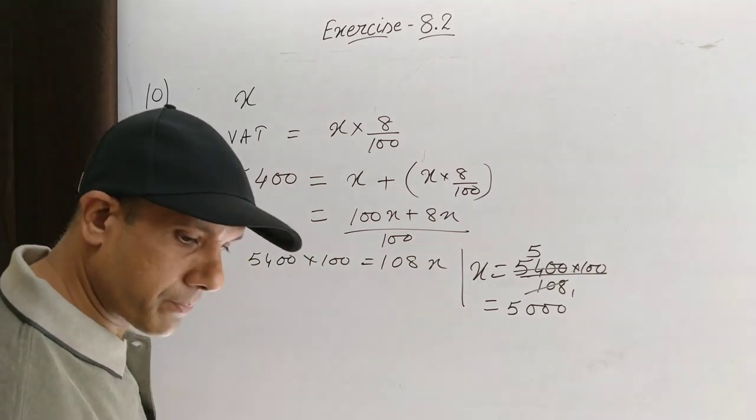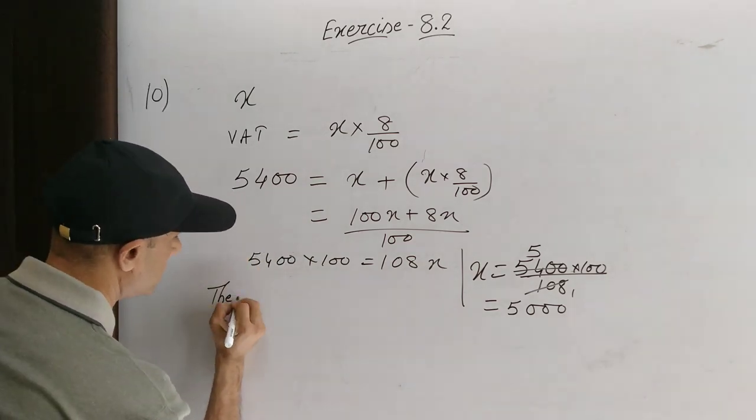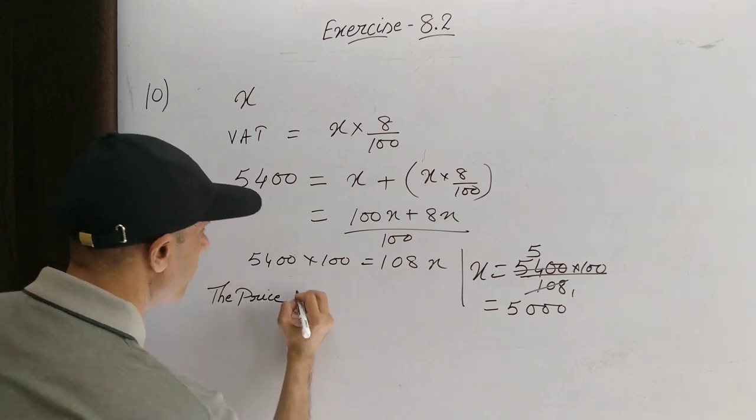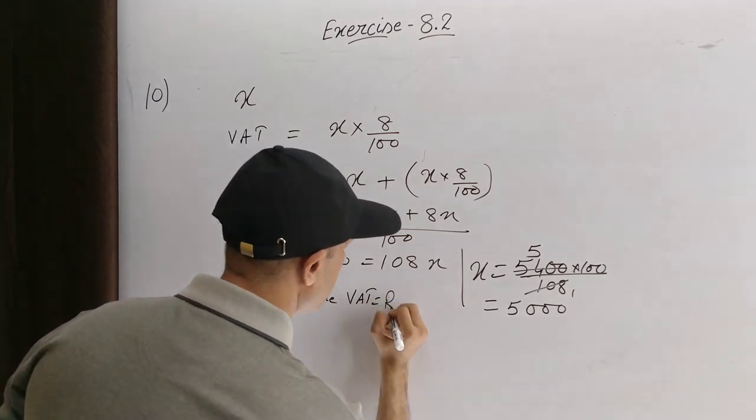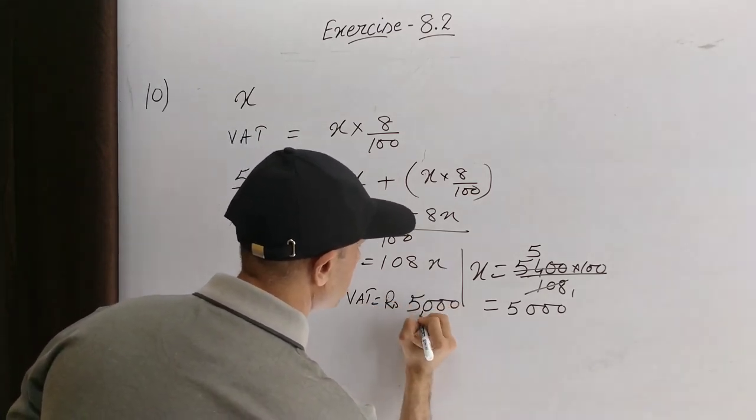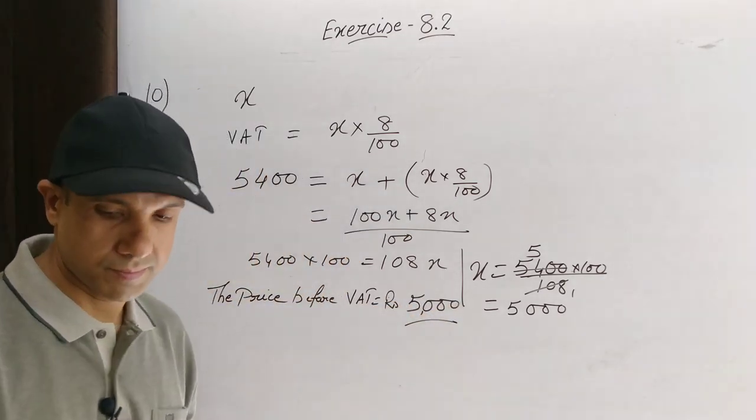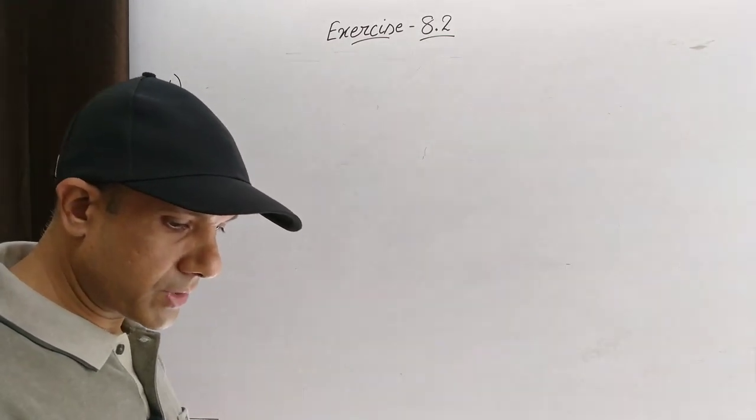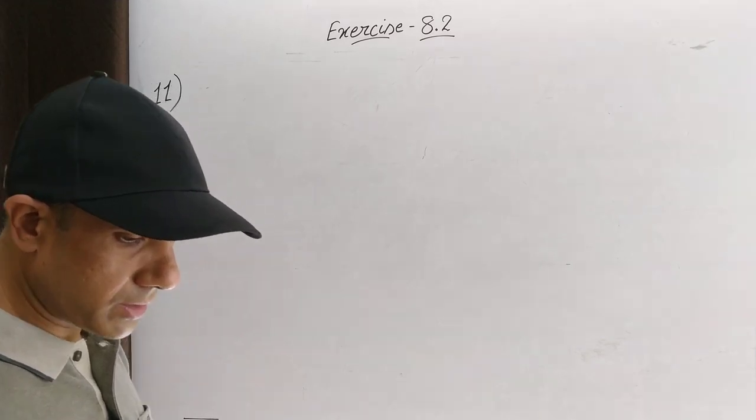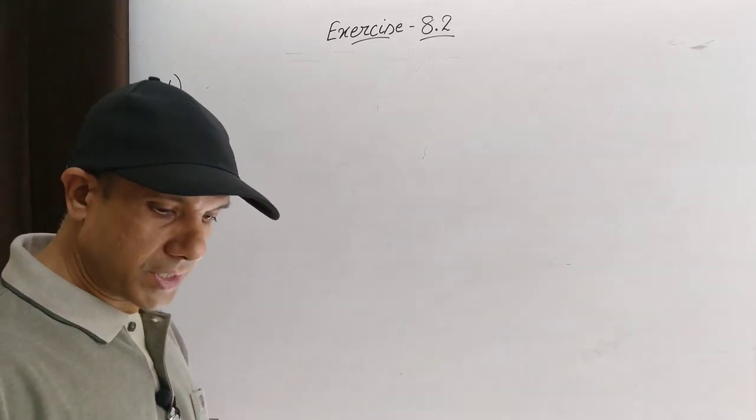So the price before VAT is equal to rupees 5000. Clear? Question number 11. An article was purchased for rupees 1239 including GST of 18%.